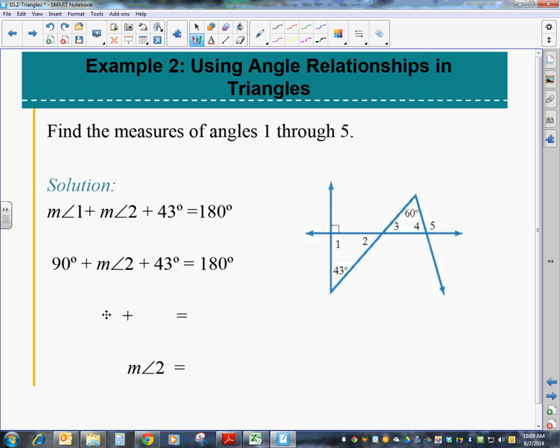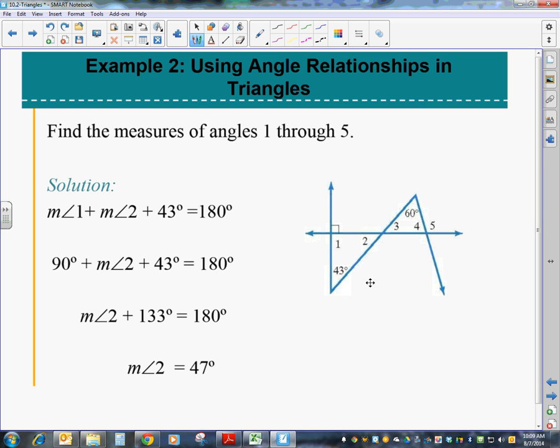Okay, so we bring down the measure of angle 2. 90 plus 43 is 133. And we carry down our 180. So again, 180 minus 133 is going to give us the measure of angle 2. So angle 2 is 47 degrees.